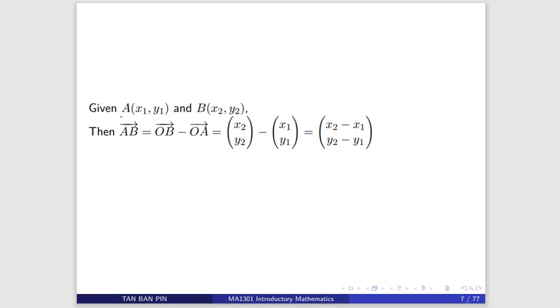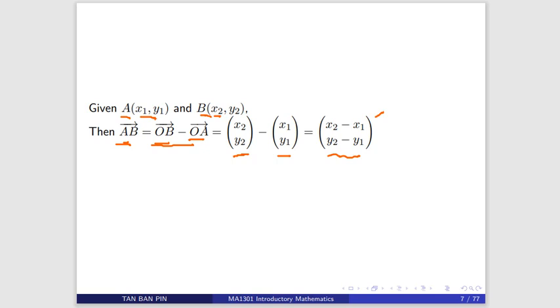Given 2 points A and B. A is x1, y1, B is the point x2, y2. Vector AB is OB minus OA. And it's just x2, y2 because the position vector of OB is x2, y2. The position vector of OA is x1, y1. So that means vector AB is just x2 minus x1 over y2 minus y1.